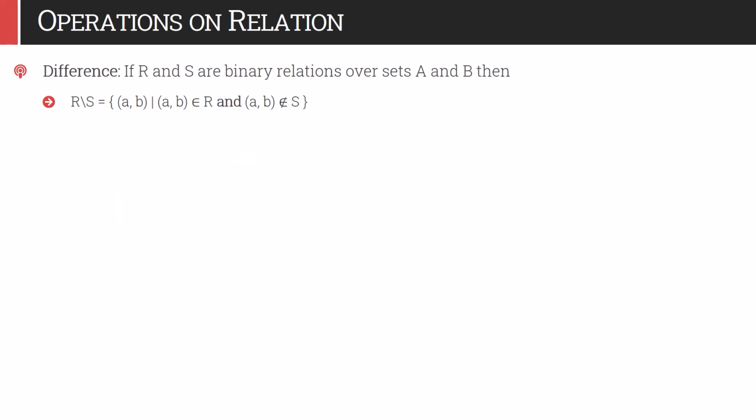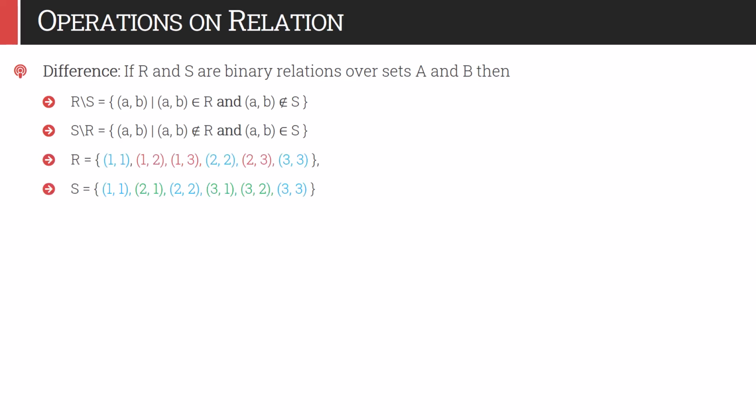Difference of relations is defined as R difference S, which is the set of all the tuples (a, b) such that (a, b) is in R, but it should not be present in S. Note that R difference S is not the same as S difference R. S difference R defines the set of all the tuples (a, b) such that (a, b) is not in R but it is in S. Consider R is like this and S is like this.